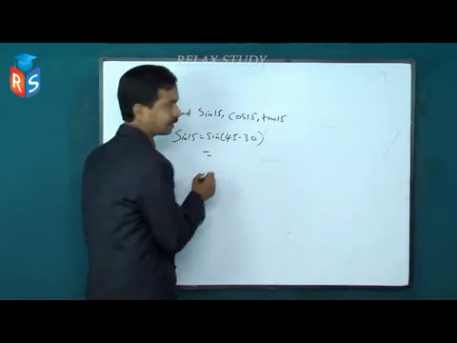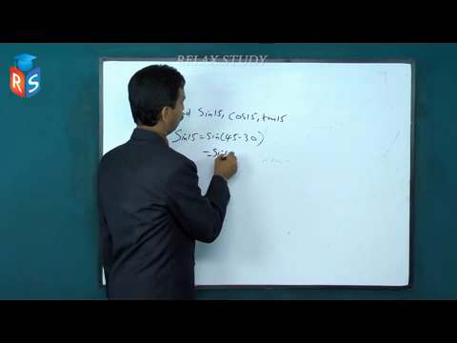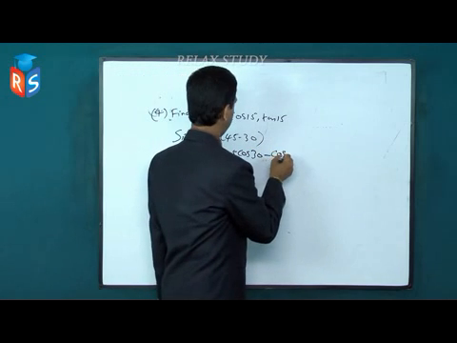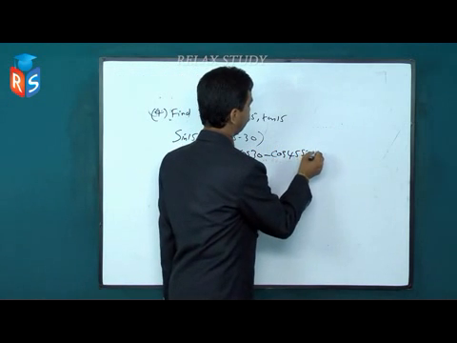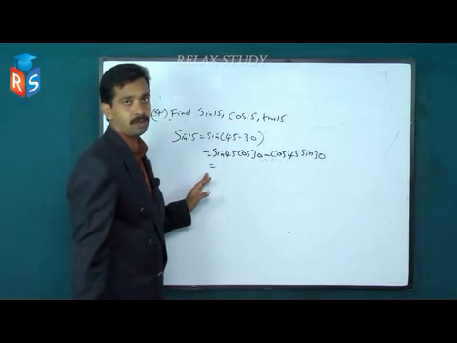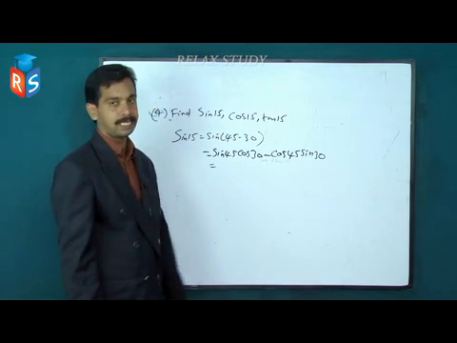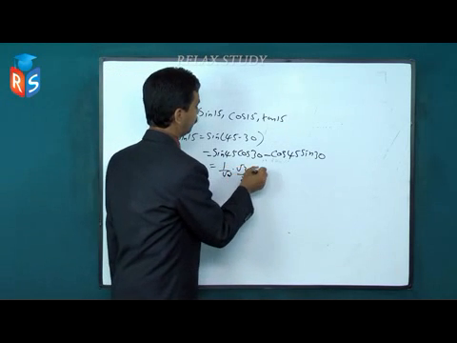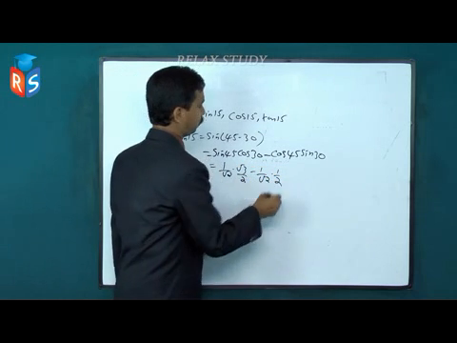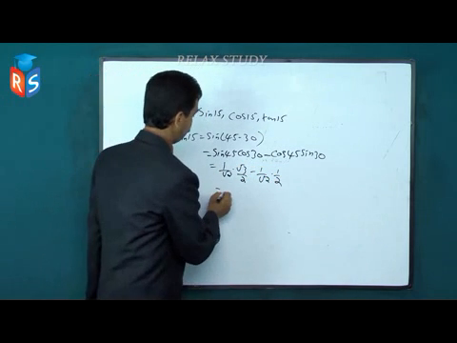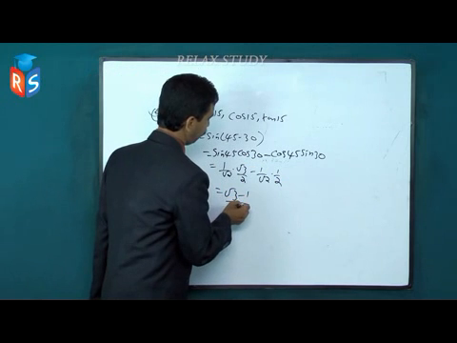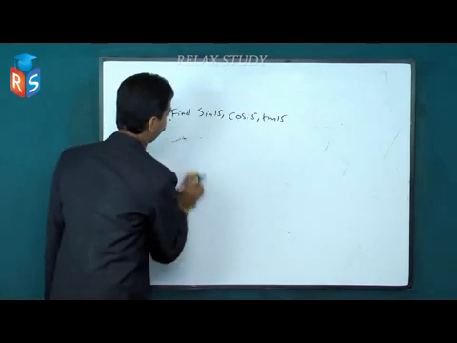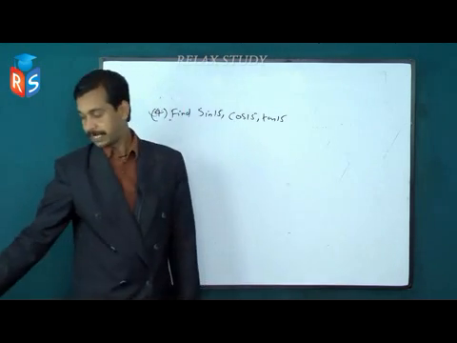So sin of 45 minus 30 equals sin 45 cos 30 minus cos 45 sin 30. Here also put the values of sin 45 and cos 30. The answer is 1 by root 2 into root 3 by 2 minus 1 by root 2 into 1 by 2. Here also taking the LCM, the answer is root 3 minus 1 by 2 root 2. This is the answer of sin 15. Similarly, we can find cos 15 and tan 15.